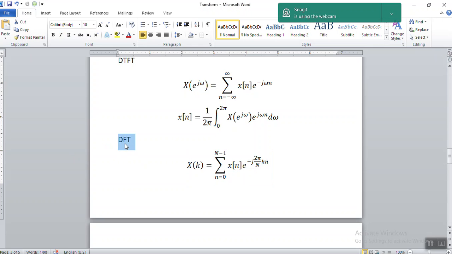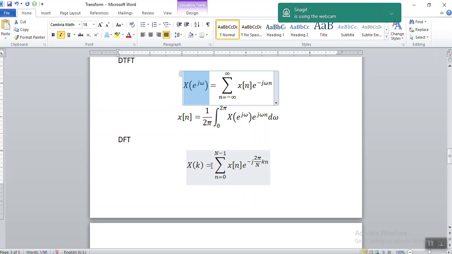So what is DFT? DFT is nothing but DTFT, only a sampled version of it, because x of e to the power j omega, that is DTFT, is continuous over the range 0 to 2 pi. That means it has an infinite number of frequency samples over 0 to 2 pi. Therefore, we need to make it a finite number of samples. So DFT is nothing but capital N equally spaced samples of DTFT x of e to the power j omega, nothing else. So this is the DFT.